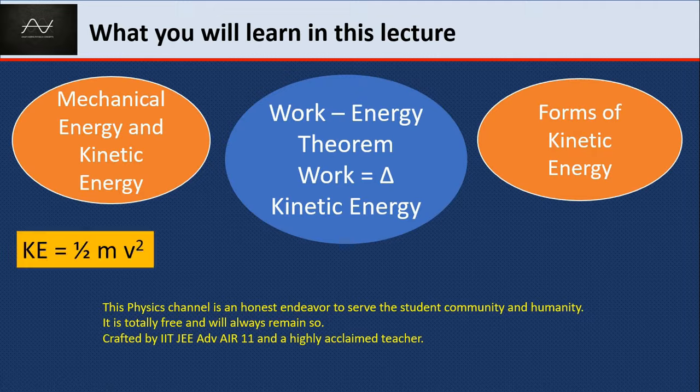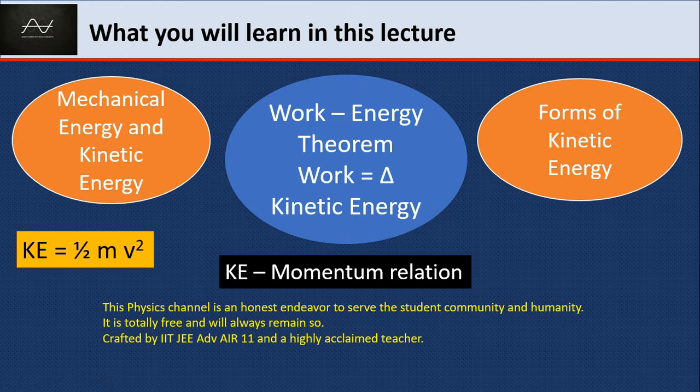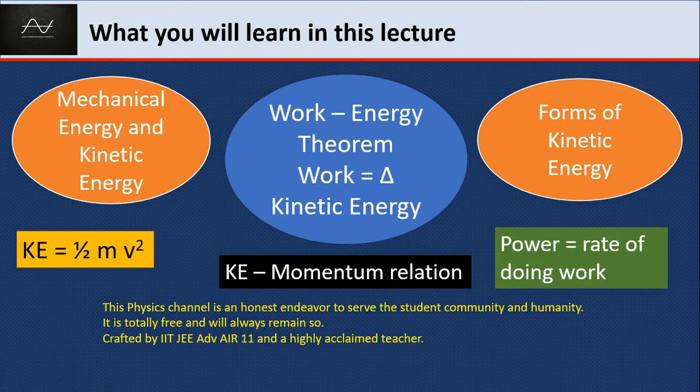It only depends on the speed and the mass, and therefore there is a relationship between kinetic energy and linear momentum of a body. Although one is a scalar quantity, the other is a vector quantity, there is a relationship between their magnitudes. But we will start the lecture by first talking about power, which is the rate of doing work. So essentially, we are talking about work, energy, and power in this entire chapter.